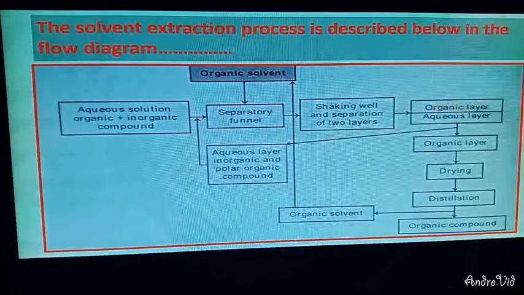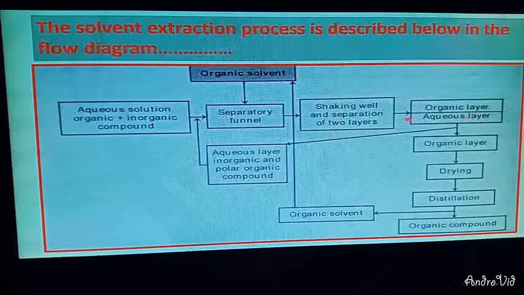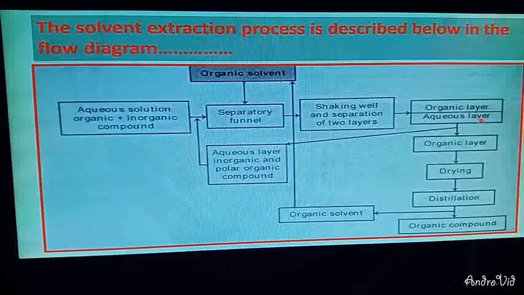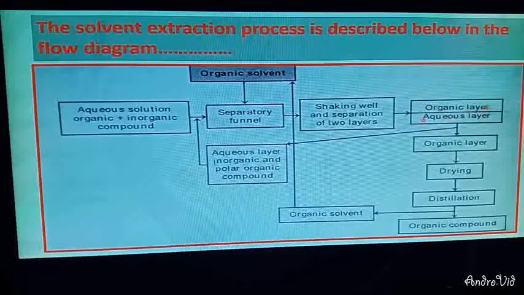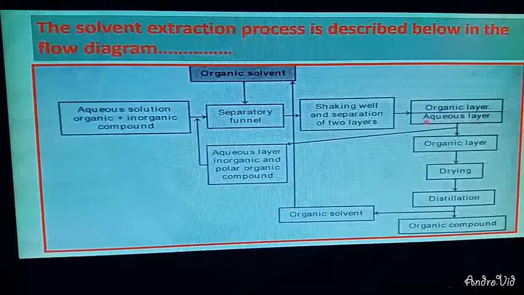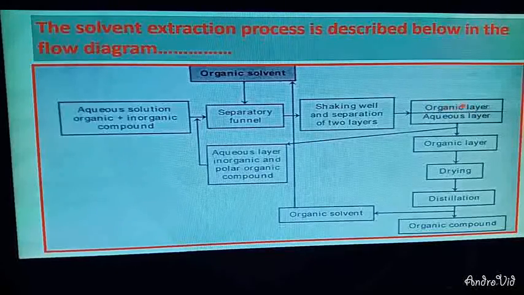So there will be two layers, one is the organic layer, another is the aqueous layer. The aqueous layer basically contains the inorganic compound dissolved in the aqueous solvent. At the same time, if any polar organic compound is present, it will also dissolve in the aqueous layer, and the organic component will be completely dissolved in the organic solvent. So by this way two layers are produced: the aqueous layer contains the inorganic compound with the aqueous solvent, and the organic layer contains the organic component with the organic solvent.